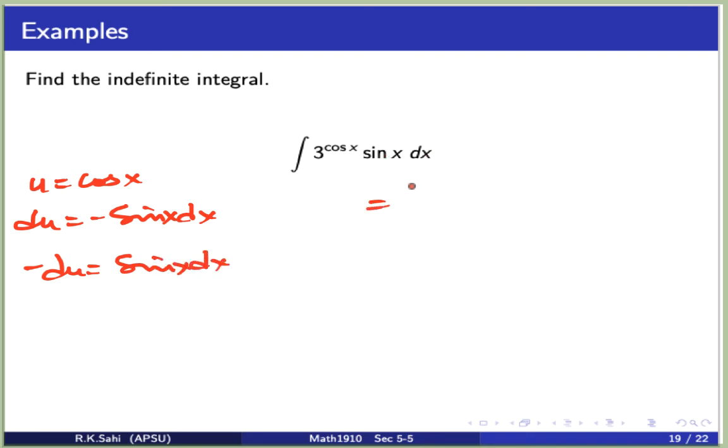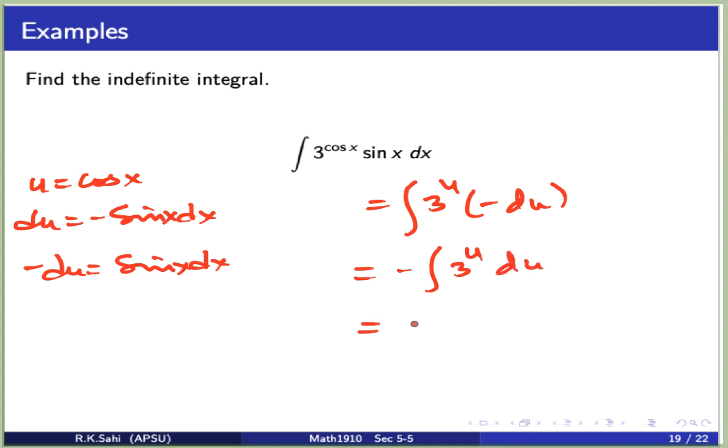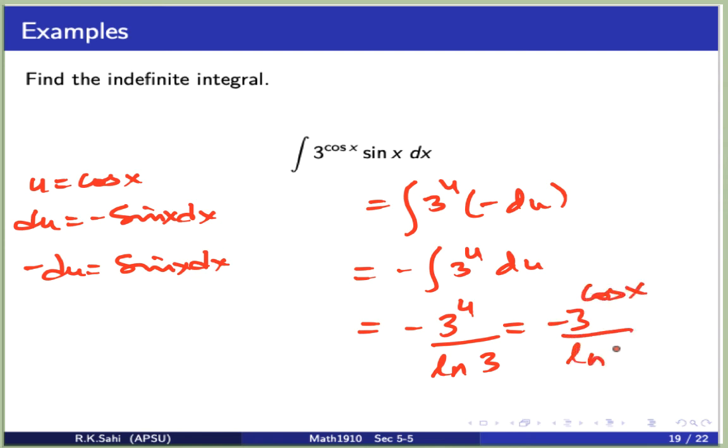So this whole expression is now 3 to the power u times minus du, or it's minus the integral of 3 to the u du, and the final answer is minus 3^u divided by natural log of 3. And just change the u back, so it's going to be minus 3 to the power cosine x over natural log of 3 plus a C.